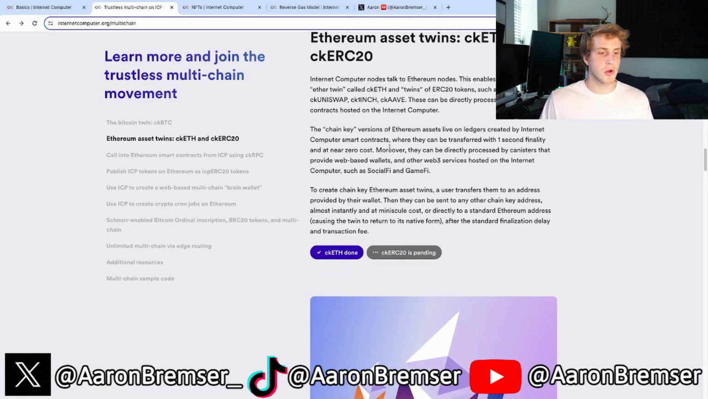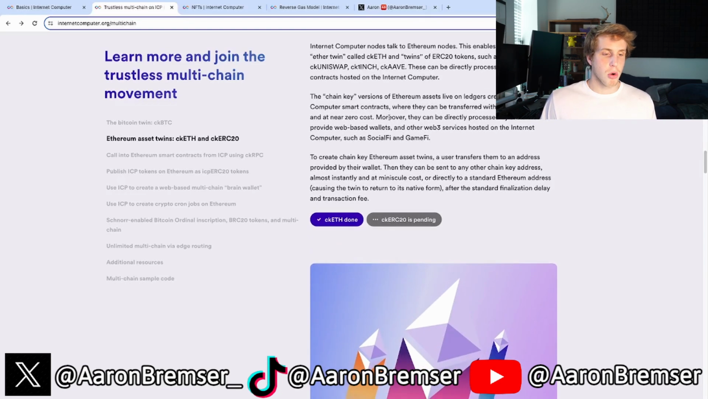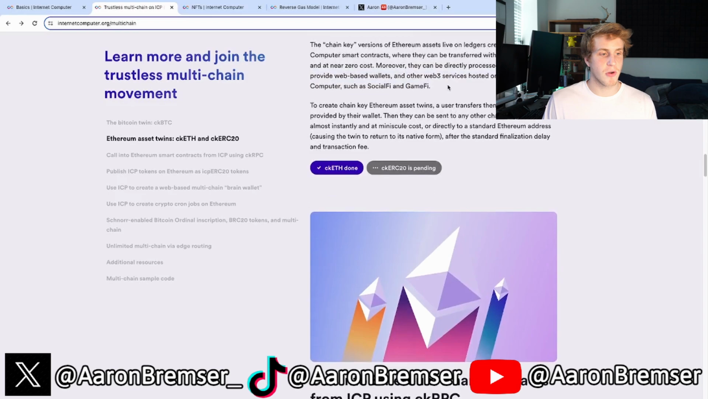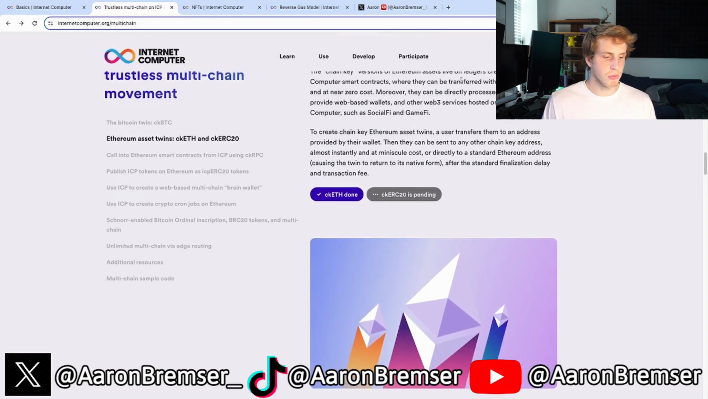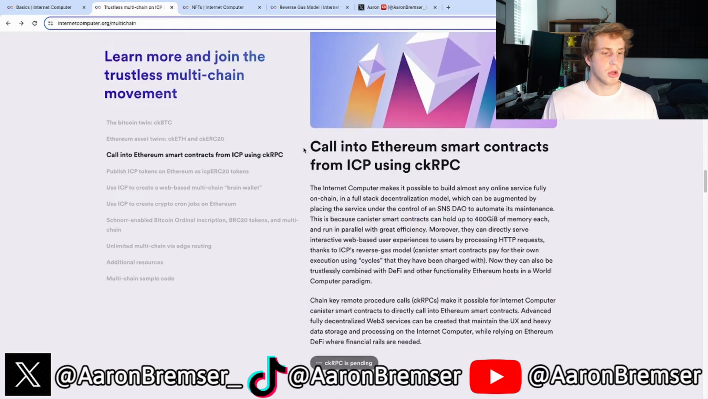Now here it says the chain key versions of Ethereum assets live on ledgers created by Internet Computer smart contracts where they can be transferred with 1-second finality at a near zero cost. Moreover, they can be directly processed by canisters that provide web-based wallets and other Web3 services hosted on the Internet Computer, such as SocialFi and GameFi. Really, really cool stuff. And as it says here, call into Ethereum smart contracts from ICP using ckRPC.